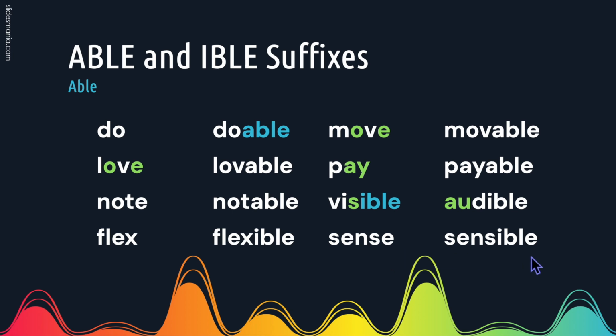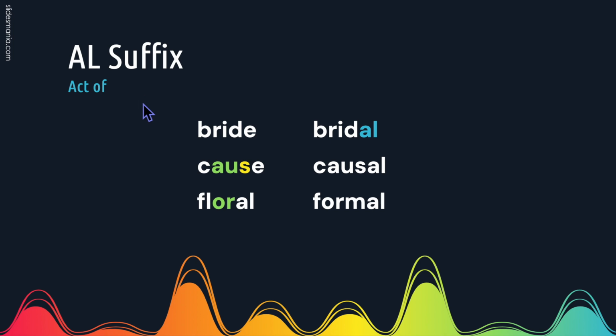Sense, sensible. Notice that this word ends in an E, but when we add the suffix -ible, we drop the E. The suffix -al is pronounced "ul" at the end of a word. Here we have the word bride, bridal. The suffix -al means act of, so bridal would have something to do with the act of being a bride. AU says aw, this S will have its second sound of Z. Cause, causal. So something that is causal will be part of the act of causing something.